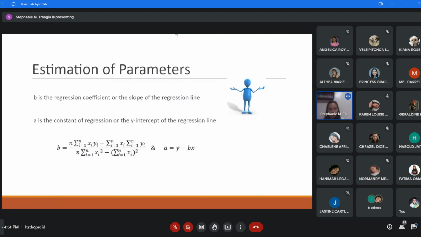So, our b is the regression coefficient, or basically this is the slope of the regression line. Diba? Kung pasak ka, positive, kung downward ang line, negative. A is the constant of regression, or the y-intercept of the regression line. So b is equal to n summation of x sub i y sub i, minus summation of x sub i times summation of y sub i, over n summation of x sub i squared minus the quantity summation of x sub i, squared. A is equal to y bar, meaning mean of y, minus b x bar.